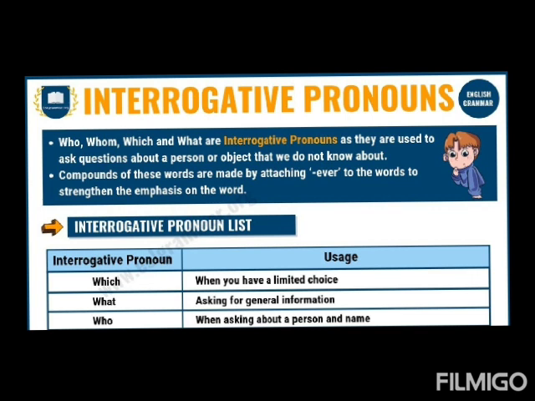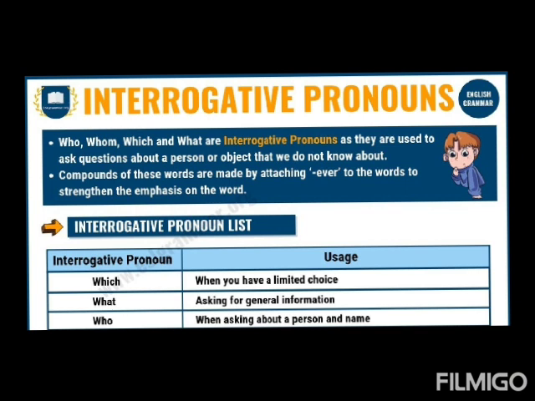The sentence examples of it are, what do you want for dinner? Here, what is used to ask about dinner. Which color do you prefer? Here, which is used to ask for color preferences.